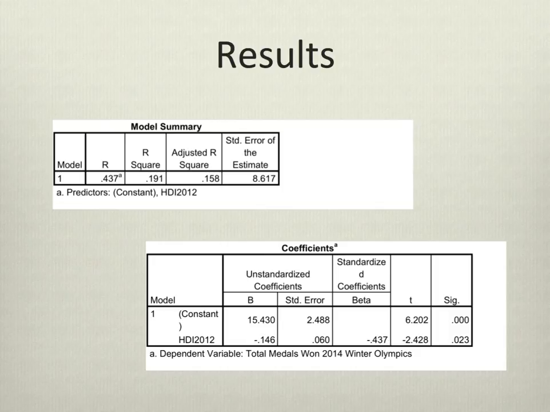Looking at the second table, what we see is first the constant and then the beta. The way this works is we would predict the number of medals won by a nation in Sochi by the constant 15.430 plus their score on the Human Development Index multiplied by negative 0.146.